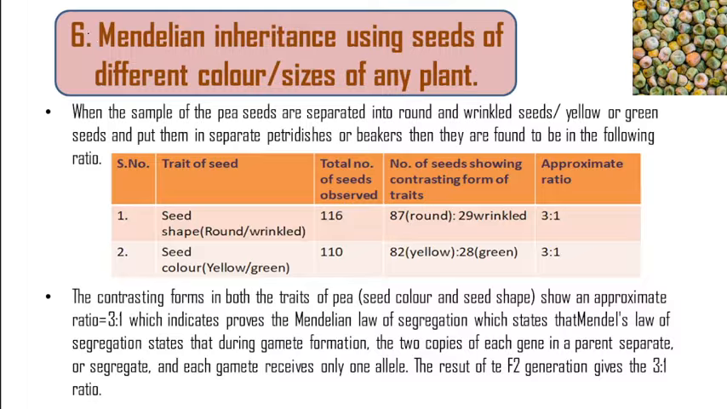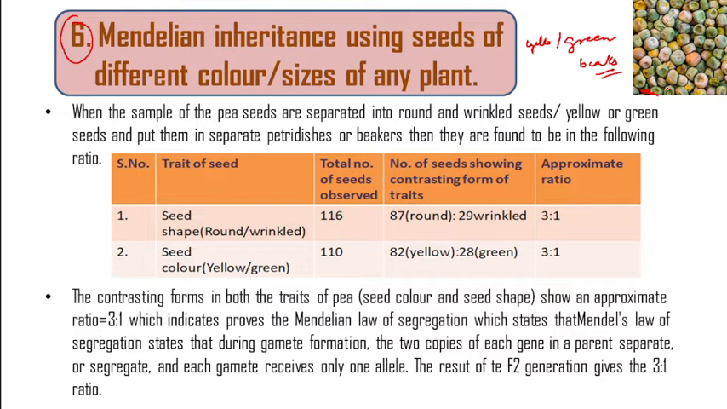Okay, this is the sixth spotting, which is Mendelian inheritance using seeds of different color or sizes of any plant. For this, what is ma'am going to give you? She is going to give you yellow or green color beads. This particular practical is not practically possible by giving you the actual pea seeds.